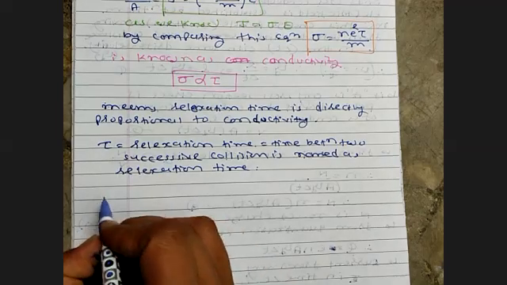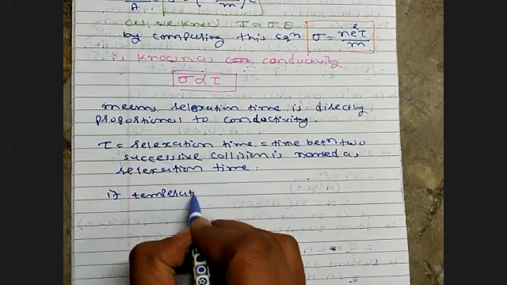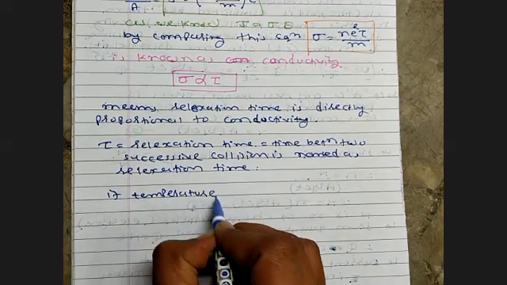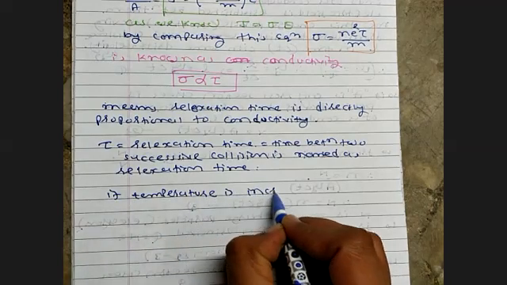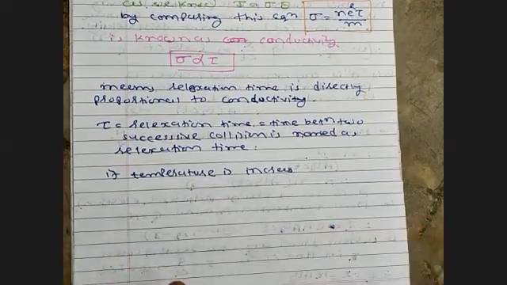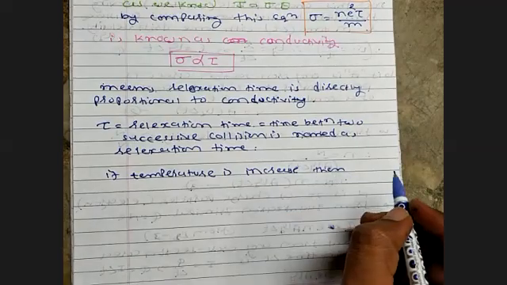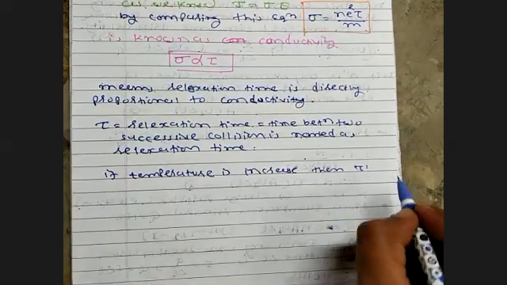It means that if the temperature is increased, then tau decreases.